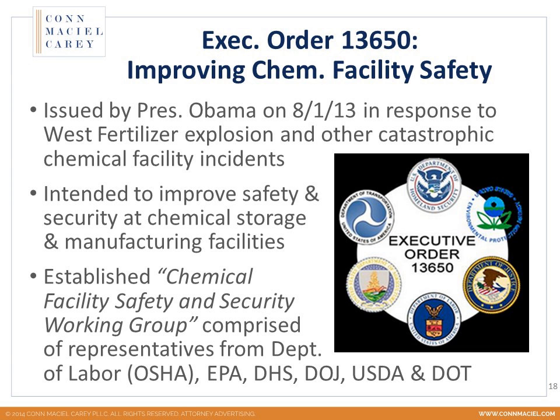So I'm ordering this group of alphabet soup agencies to get together, form a committee, and come up with ideas for how we can improve chemical safety and security for facilities that store and manufacture chemicals. And so they established what was called the Chemical Facility Safety and Security Working Group, made up of representatives from OSHA, EPA, the Department of Homeland Security, Department of Justice, the USDA, and the Department of Transportation.